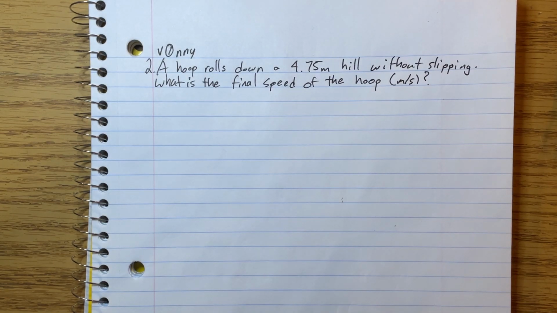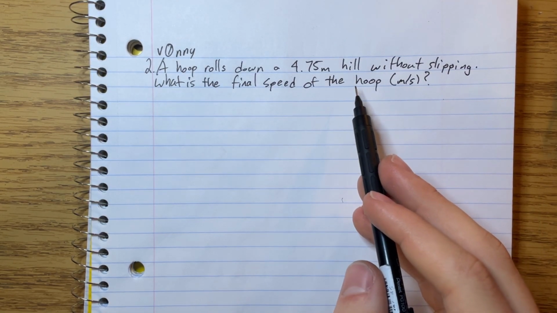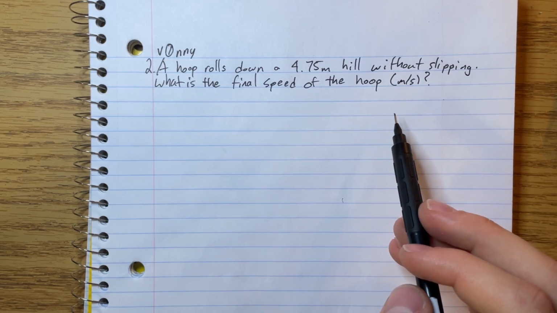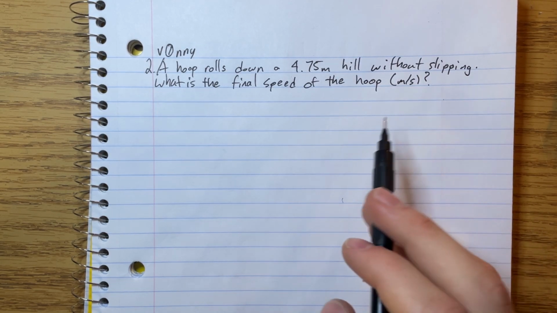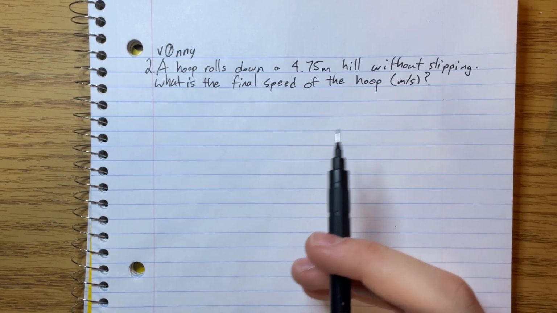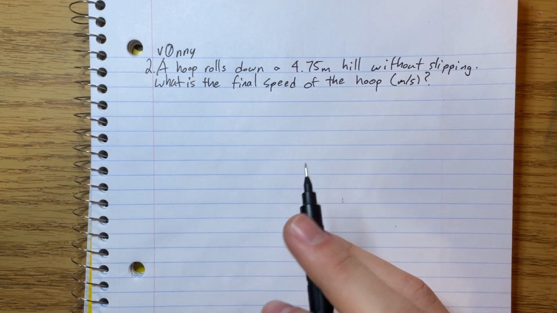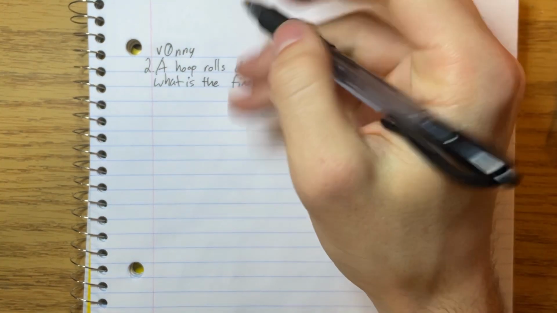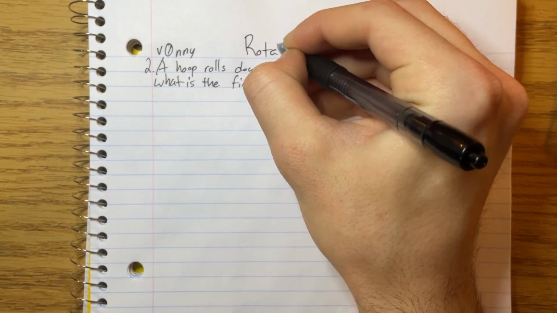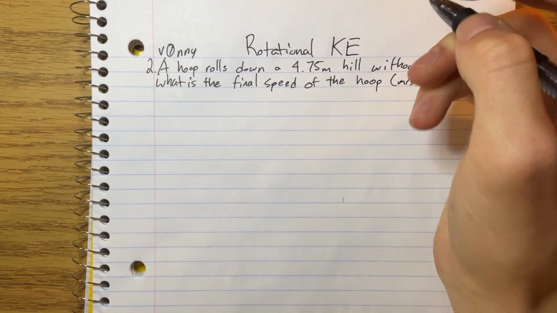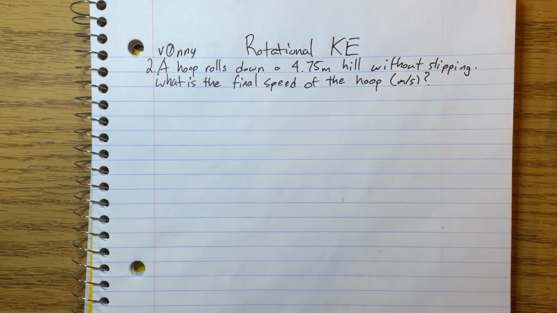A hoop rolls down a 4.75 meter hill without slipping. What is the final speed of the hoop in meters per second? So we're not given a lot of information on velocities or anything like that. That's a really good indication that we are going to be using rotational kinetic energy. All right, so let's break this down.